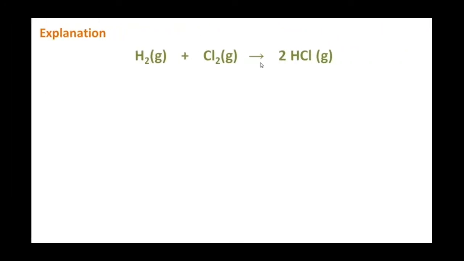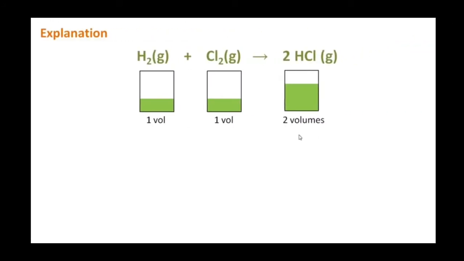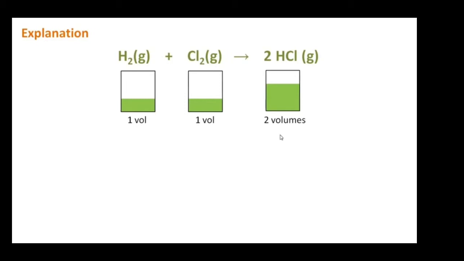Now, let's see an example. Let's take hydrogen gas and chlorine gas to form hydrochloric gas. When you take 1 volume of hydrogen gas and 1 volume of chlorine gas, you will be getting 2 volumes of hydrochloric acid. What does Avogadro's law state? Volume is directly proportional to number of molecules. So, when the number of molecules increases, volume also will increase.